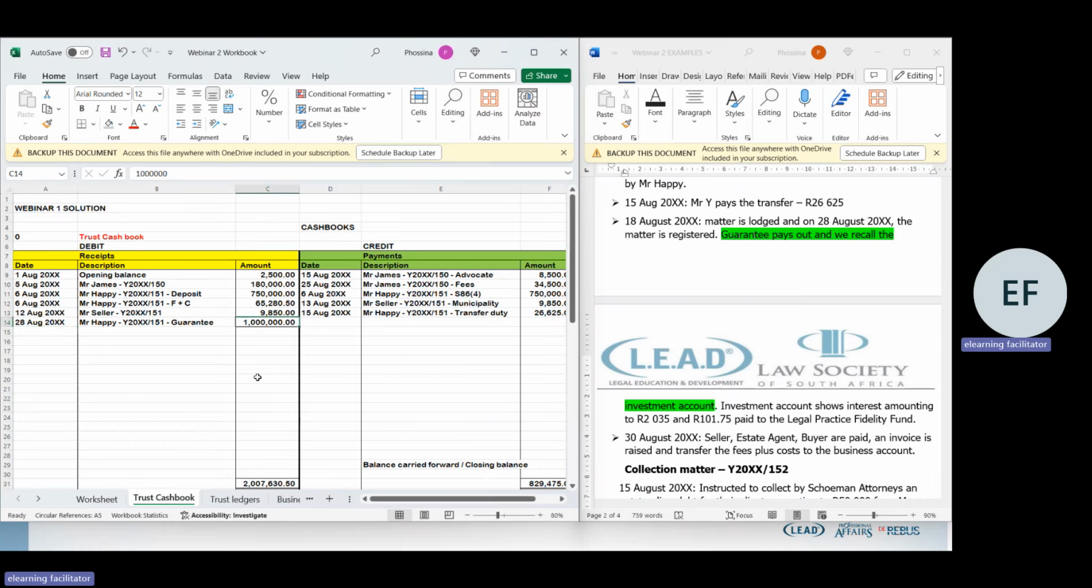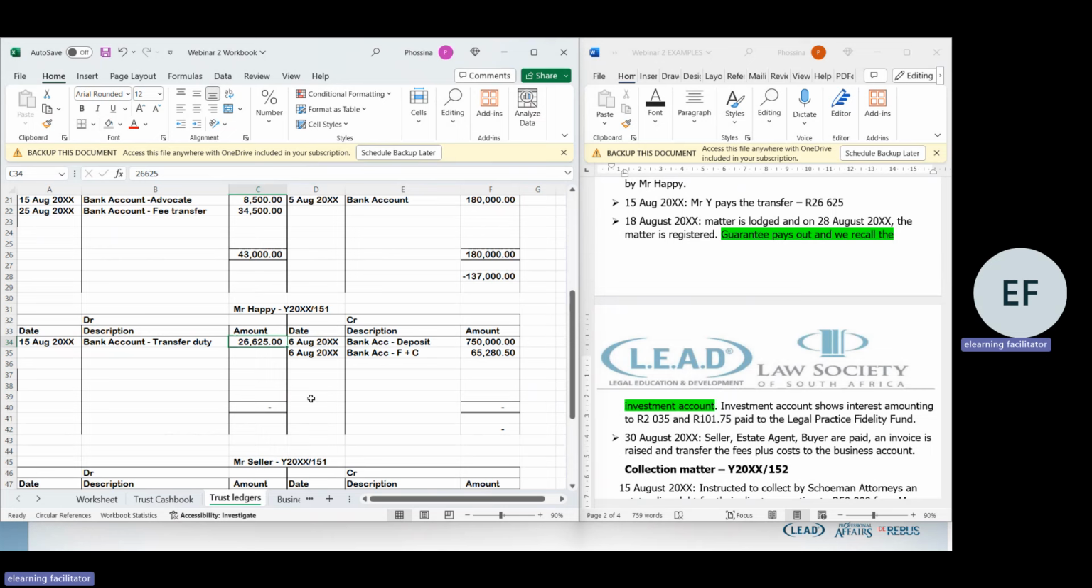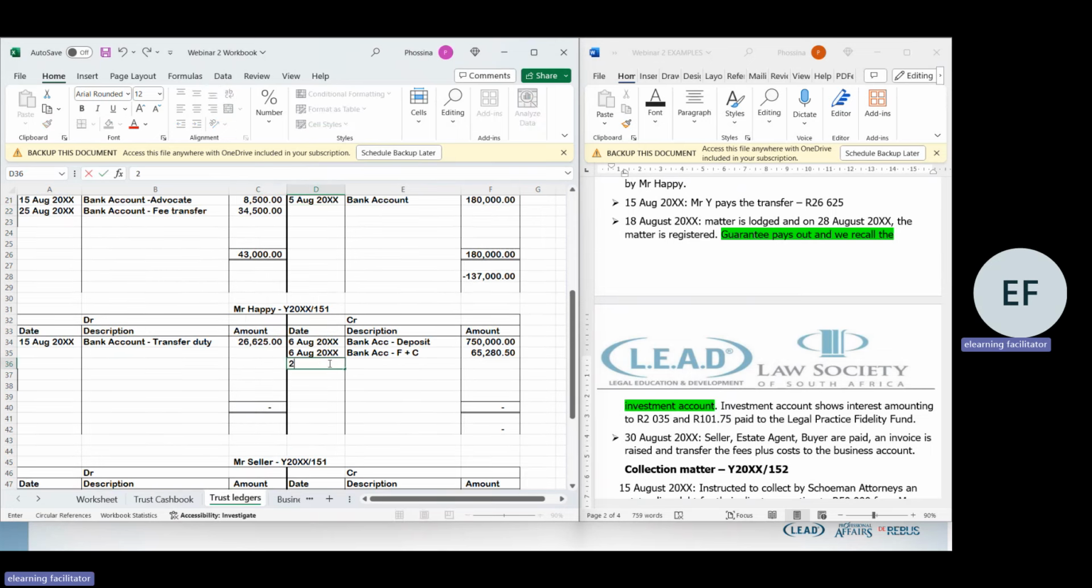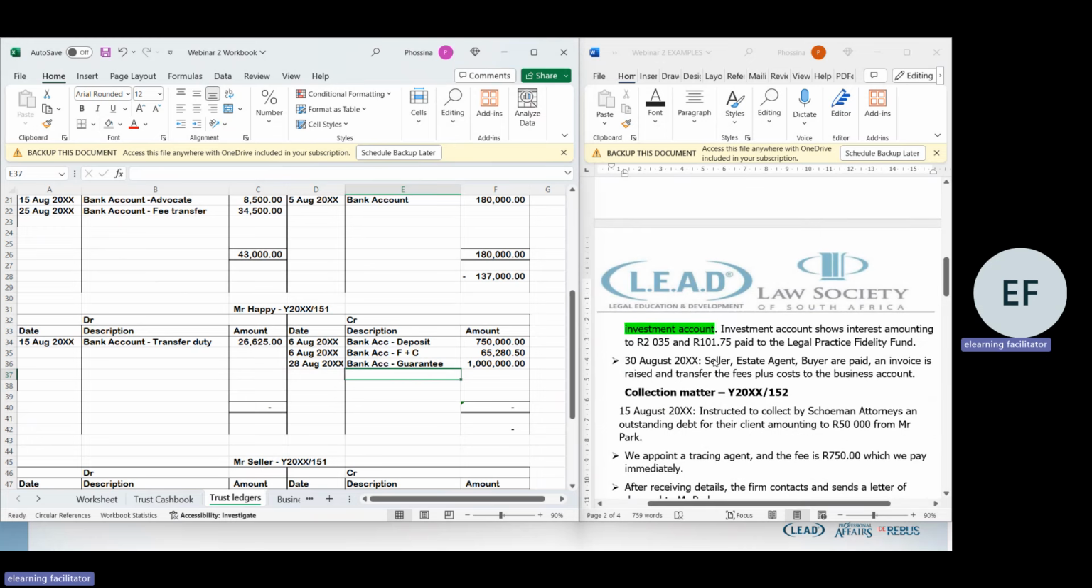So 1 million is received, and we go to our trust ledger accounts. We indicate under Mr. Happy, 28 August 20XX, and then it is the bank, and in this case, it is the guarantee. So we know the guarantee is coming in TymeBank, and it's 1 million. Okay, and the second part, we are told we recall the investment account, and us recalling the investment account means we are now withdrawing. The matter is registered, so we have to take the money over.